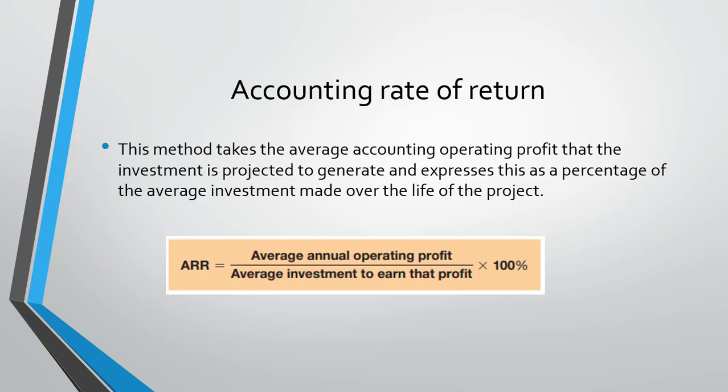So this method is getting the average of the accounting profit, and then that will be divided by the investment put up in the project, of course multiplied by 100% to get the rate of return. So the accounting rate of return in this case should be greater than the cost of capital used for putting up the project.